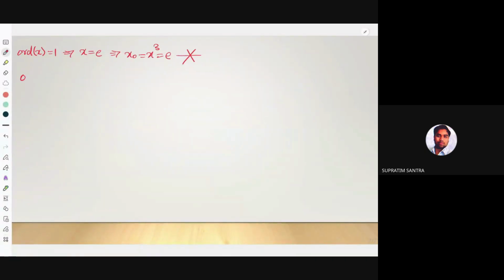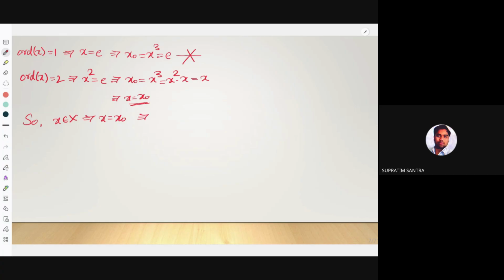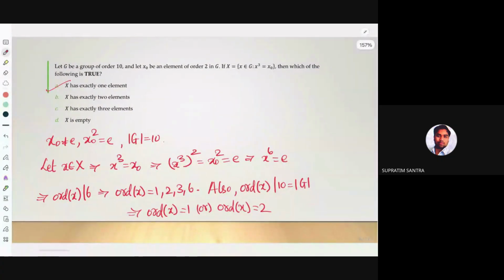So this is not possible. What about the other case, the order of x equals 2? We have x squared is identity. Now x0 is x cubed, which can be written as x squared times x, and x squared is identity, so this becomes x. So x is actually equal to x0. We have now tested all the possible cases, which imply x belongs to X implies x equals x0, so X is the singleton set {x0}. Which means X has one element.